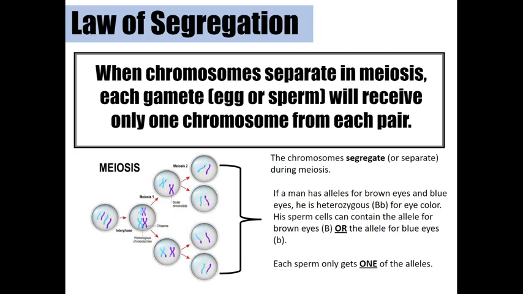The law of segregation is when chromosomes separate in meiosis and each gamete, egg or sperm, will receive only one chromosome from each pair. The chromosomes separate during meiosis. So if a man has alleles for brown eyes and blue eyes, he is heterozygous. So he has a big B and a little b for the eye color. So his sperm cells can contain the allele for brown eyes, big B, or the allele for blue eyes, little b. So each sperm only gets one of the alleles.